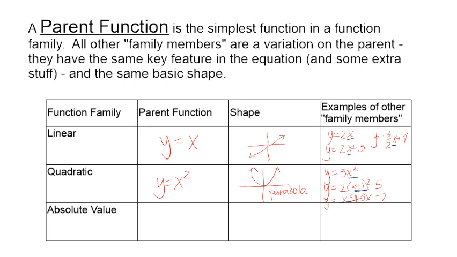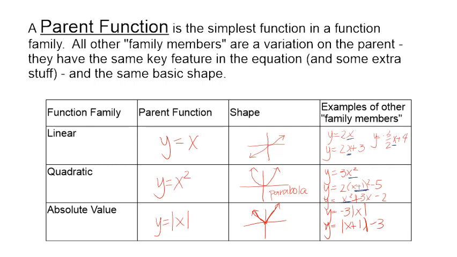Okay, lastly, absolute value graphs would be y equals the absolute value of x. And I always think of absolute value starting with a V. Absolute value graphs make that V shape, okay? Some other family members would be like y equals negative 3 times the absolute value of x, okay? Or y equals the absolute value of (x plus 1), minus 3, okay?